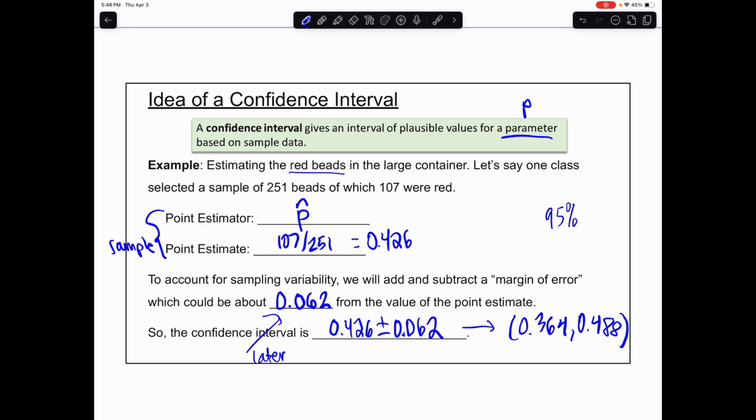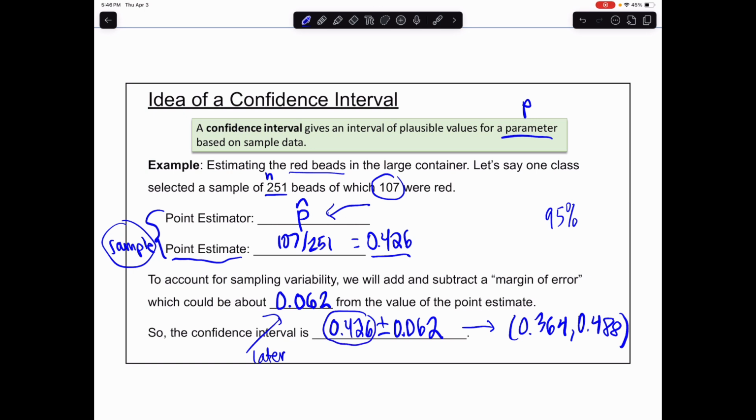So all we can do is take a sample, right? And we find P hat, and P hat is our sample proportion. They tell us that in that sample, sample size N of 251 beads, 107 were red. So that becomes what we call the point estimate or the sample statistic, and that number becomes the center of our interval.